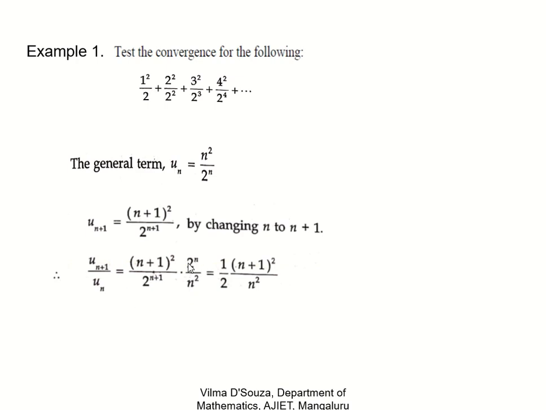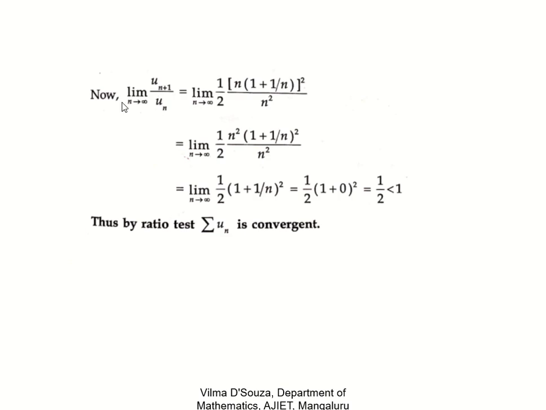So you can observe here 2 to the power n by 2 to the power n plus 1. Here 1 power extra for 2. So 1 and 2 remains. Right? So 1 by 2, n plus 1 whole square by n square. You write it as it is. Now find the limit of this term. Limit of un plus 1 by un as n tending to infinity.